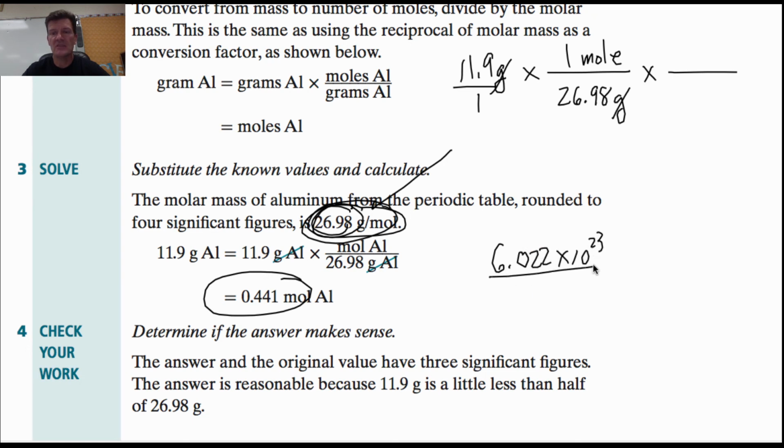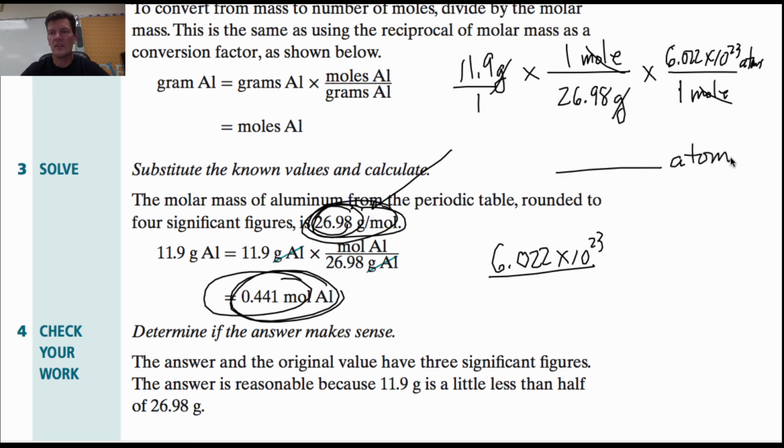And this is exactly what we would do to find the number of particles. If I want to actually find out how many particles, how many atoms of aluminum that is, then you would multiply by Avogadro's number, because 1 mole of anything is 6.022 times 10 to the 23rd, in this case, atoms of aluminum. Moles will cancel, and this is going to give you the number of atoms, whatever that number is.